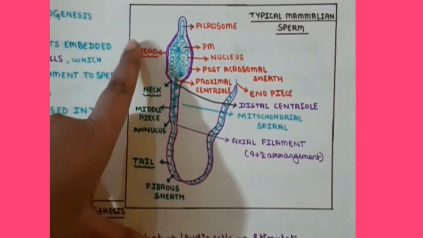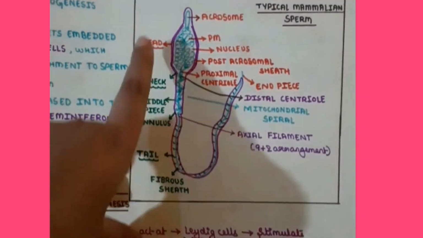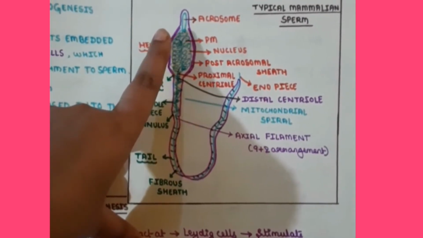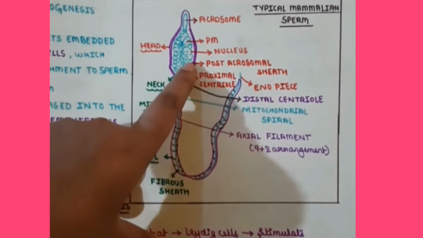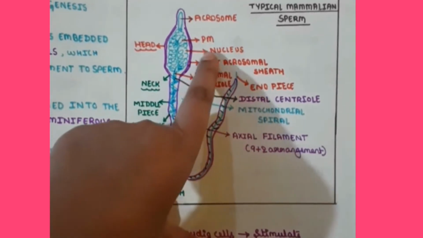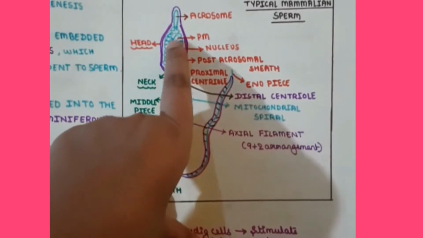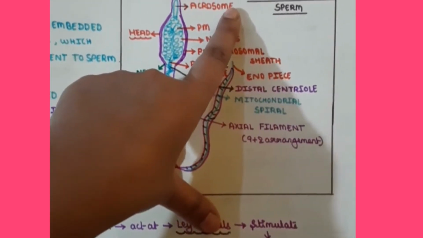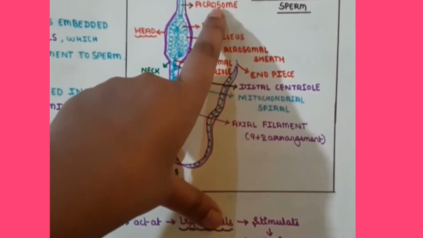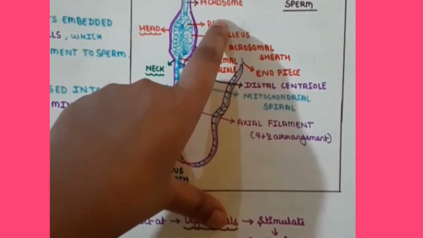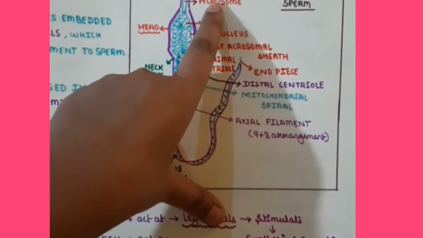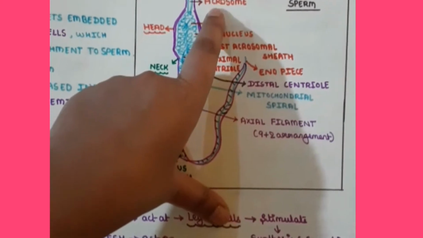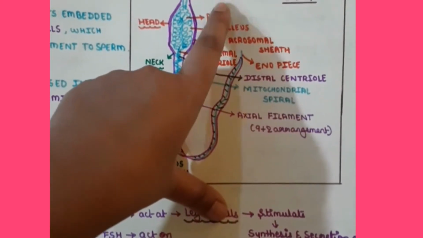In this you have three regions: head region, neck region and the tail region. The head region is flat and oval in the human sperm, and it is composed of a large posterior nucleus, which you can see here, and a small anterior acrosome. This acrosome contains hydrolytic enzymes inside it, and it is used to contact and penetrate the egg during fertilization. So in this process it is mainly useful.